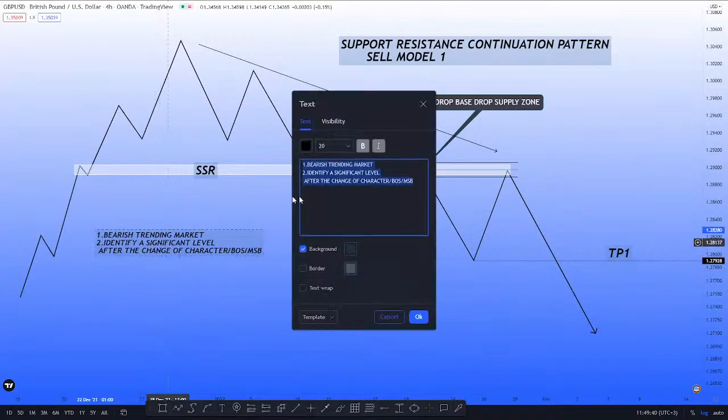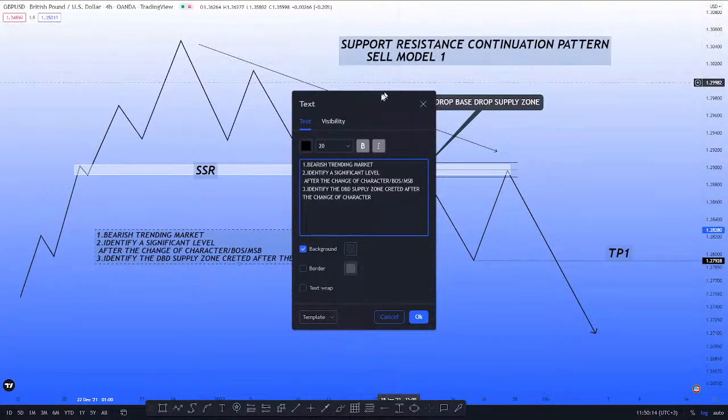So number three, you identify the DBD supply zone created after the change of character. Remember, it's after, not before.